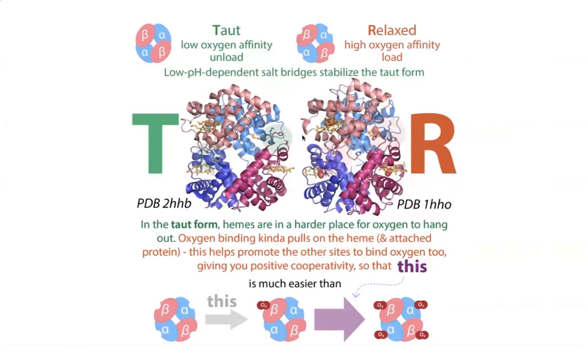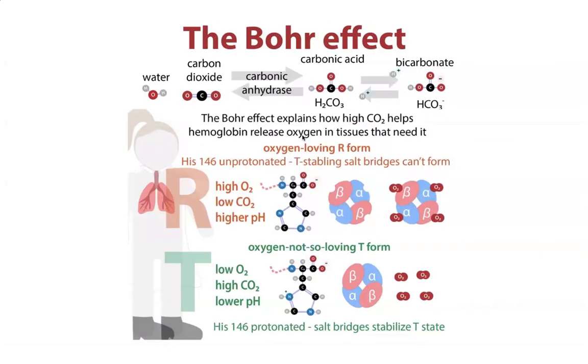This is helped along by the Bohr effect. The Bohr effect is going to be this pH-dependent effect, where you're going to get stabilizing salt bridges that stabilize the top phase, which is going to be that oxygen offloading phase, that low affinity phase. Those are going to be dependent on a histidine being protonated, and that's going to be dependent on how many protons are around. Well, how many protons are around? That's going to depend on the pH, and the pH is going to depend on how much carbon dioxide there is. The more carbon dioxide there is, the lower the pH, the more you stabilize that offloading state.